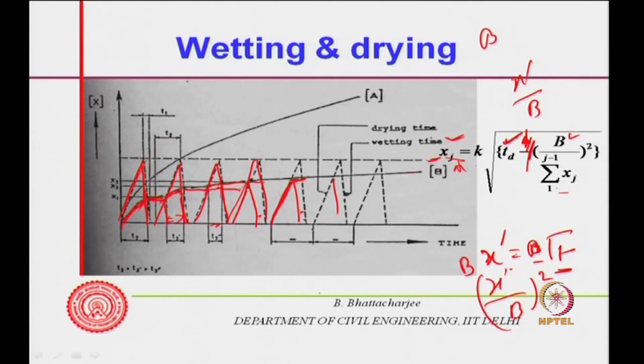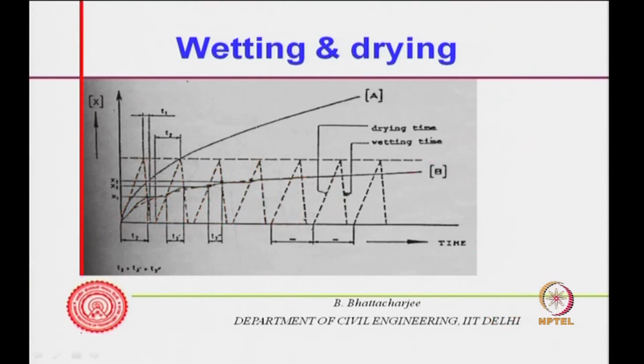So, actually let me write this out clearly. x_j is equal to T_d, where T_d is the drying time, that is this period, which is constant for all wetting-drying cycles, or the time in every cycle during which the moisture condition is conducive.